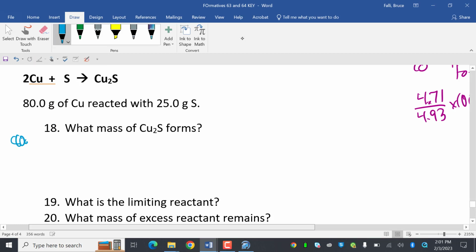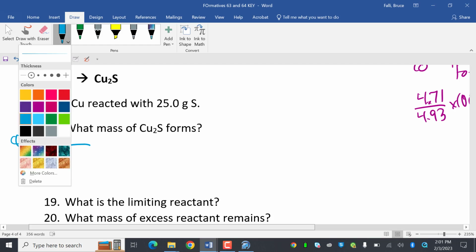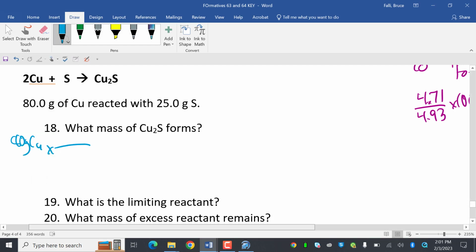So 80 grams of copper times dividing bar. I'm going to do grams of copper and moles of copper. I didn't talk about this much. 80 grams of copper reacted with 25 grams of sulfur. What mass of Cu2S forms? I'm going to turn both of these into grams of Cu2S. Little g means go to the periodic table. Copper weighs 63.55. Now I'm in moles of copper, but I want grams of copper sulfide.